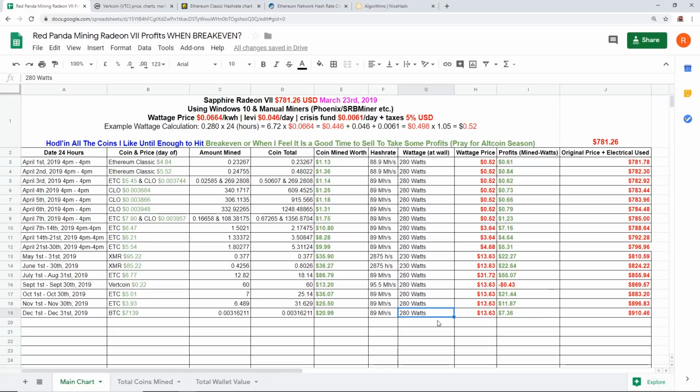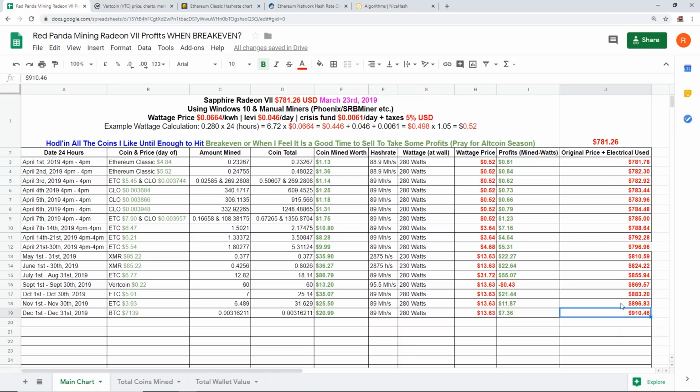Hash rate was 89 megahash, and wattage at the wall is 280 watts. So the CPU, memory, motherboard, everything takes about 50 to 60 watts, and the GPU itself takes about 210 to 220 watts at the wall. The wattage price for the whole rig is about $13.63 per month. Then we have the profits mined minus the wattage cost. So I did $21 minus 13.63, and we get $7.36.